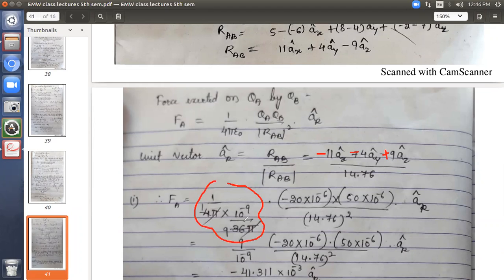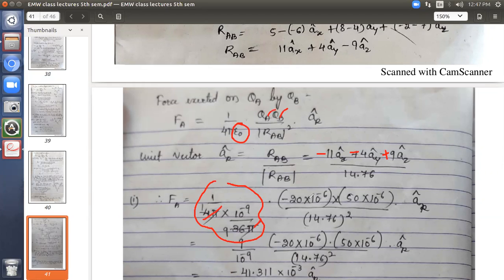Epsilon naught I have taken 1 by 36 pi, but you take 8.854 into 10 to the power of minus 12. The epsilon naught value is 8.854 into 10 to the power of minus 12. You take that and calculate. I have taken this value just to cancel this pi. Okay.